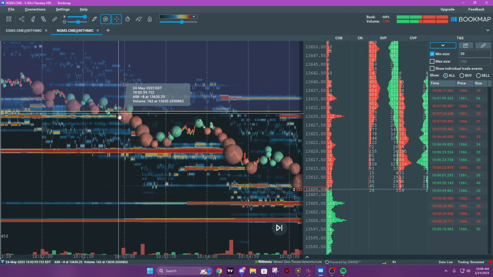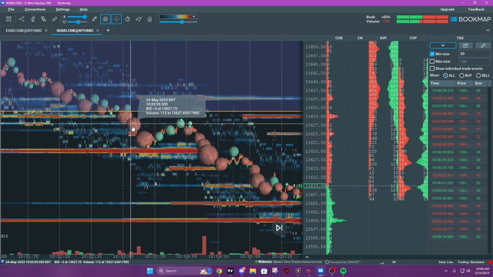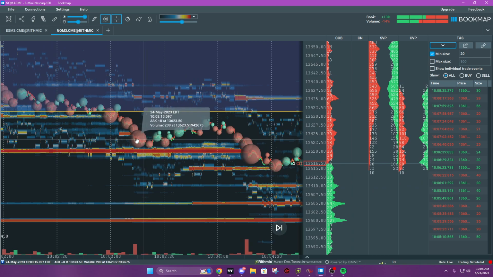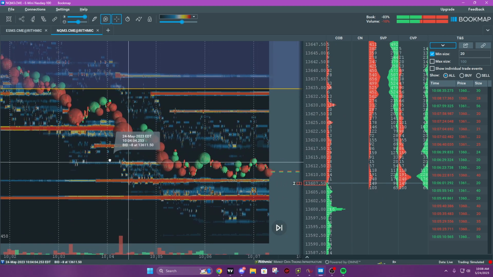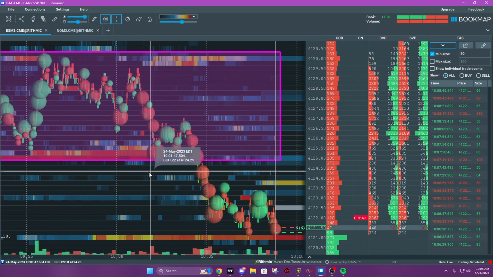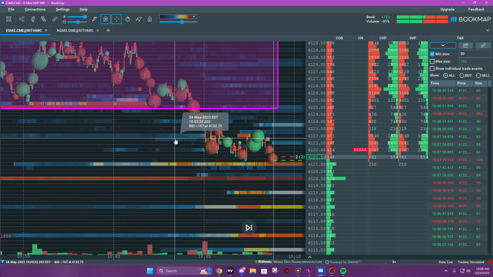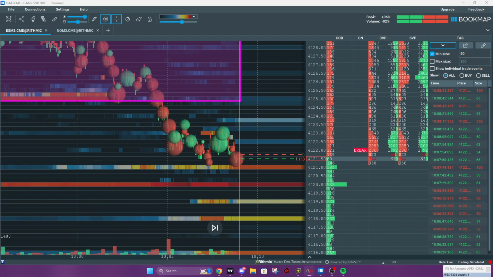You can see it would have been a good idea to get short right when we broke this rectangle, right when we see these giant bubbles moving down. Could have gotten short right around 13,625 or trend short. Would have been decent from then. See how it reacts to these levels. Order canceled.